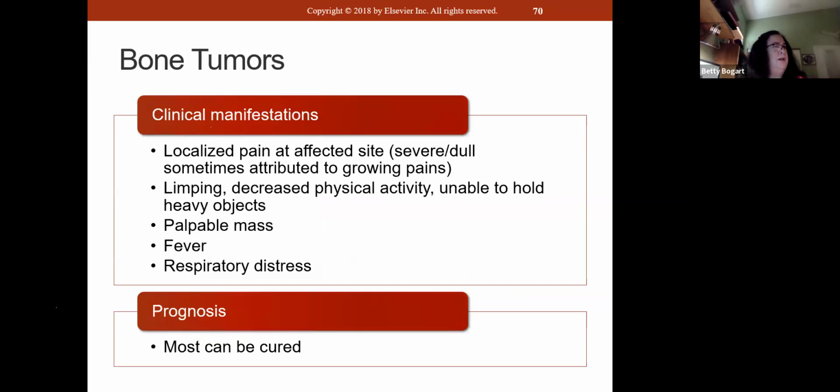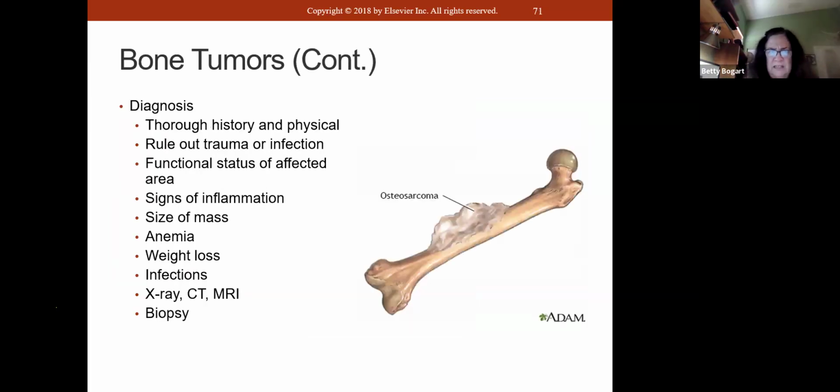Bone tumors. What do you see with bone tumors? Well, usually with bone tumors, you'll see all of a sudden a limp, a pain, something going on that is progressively getting worse. Maybe you start limping and something's wrong there. Sometimes you can feel something, sometimes not. Sometimes you have a fever, sometimes not. So all of them are a little bit different.